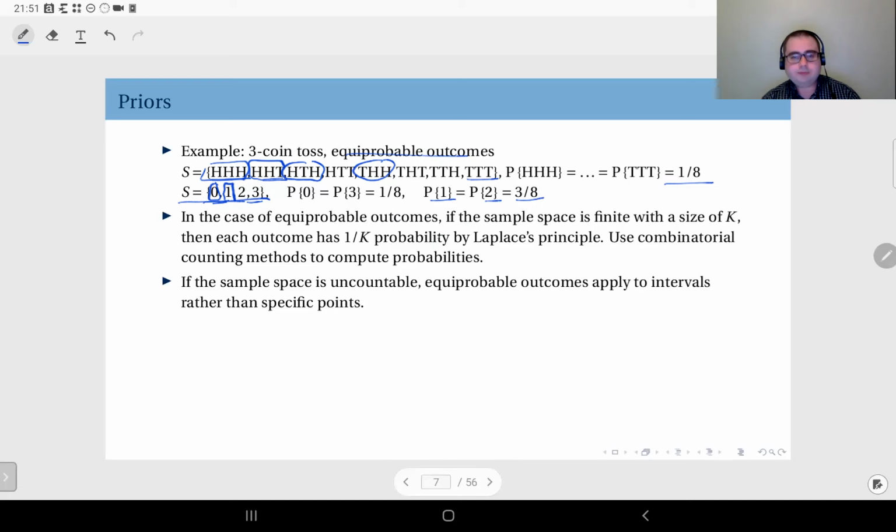In case of equiprobable outcomes, if the sample space is finite with a size of k, then, as we have seen, each outcome has 1/k probability. But if the sample space is uncountable, as we have seen the difference between countable and uncountable, we know what this means. We are dealing with at least intervals. In this case, equiprobable outcomes apply to intervals rather than specific points. Obviously this relates to continuous domains and continuous probability theory. So we are not going to really go into this discussion, but you have to be aware of the limitations of our discussions here. We are going to talk about discrete probability, and we are going to leave continuous probability out of the scope of this class.